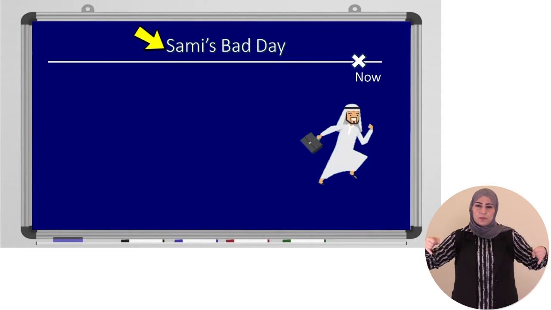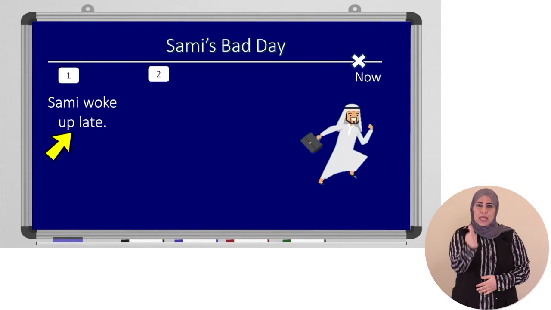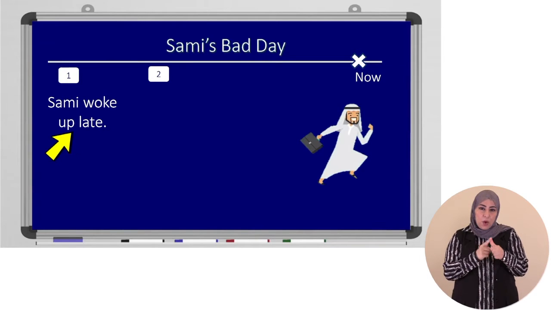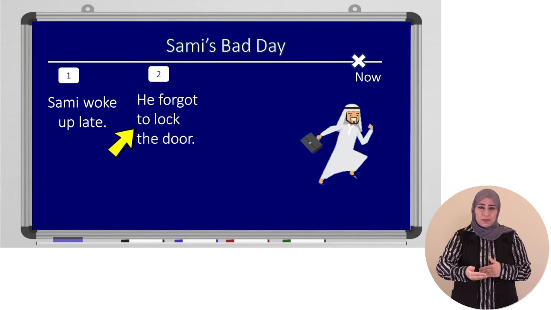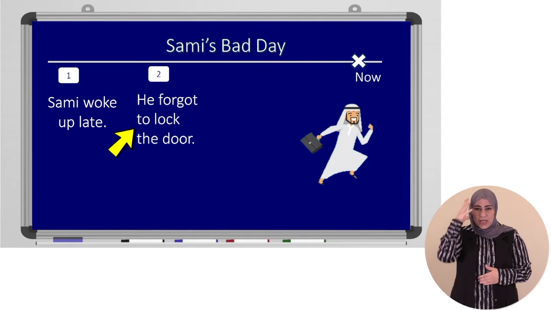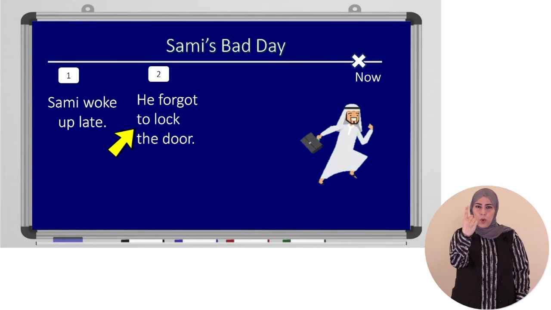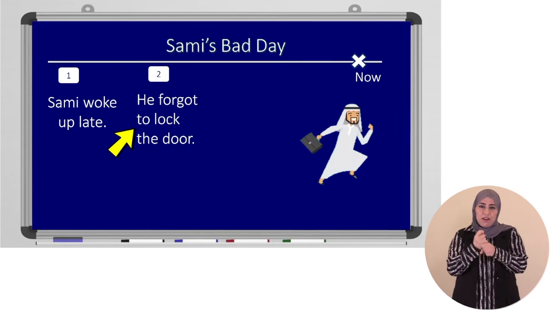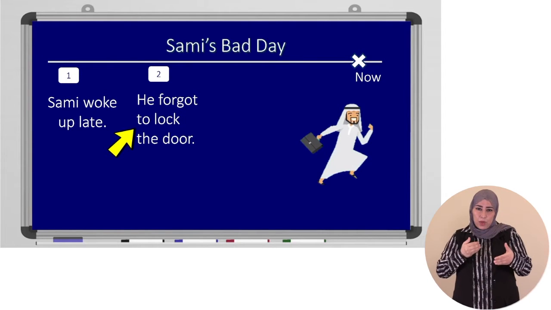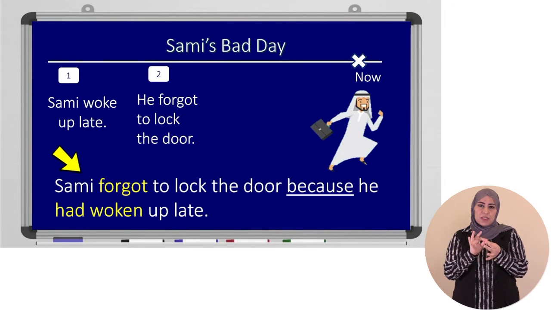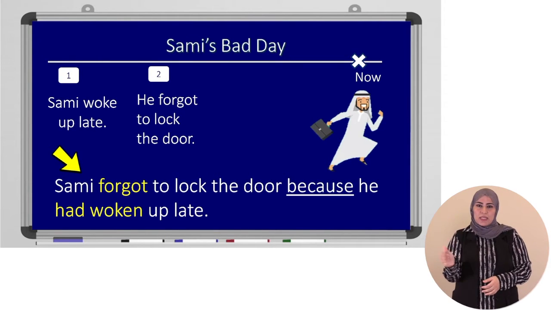In this timeline, Sammy woke up late. This is the first action. Sammy woke up late. Then he forgot to lock the door. Now, if I'm going to combine these two actions in one sentence and show whoever is listening or reading what happened first, I'm going to use the past perfect. So I'm going to say, Sammy forgot to lock the door because he had woken up late.